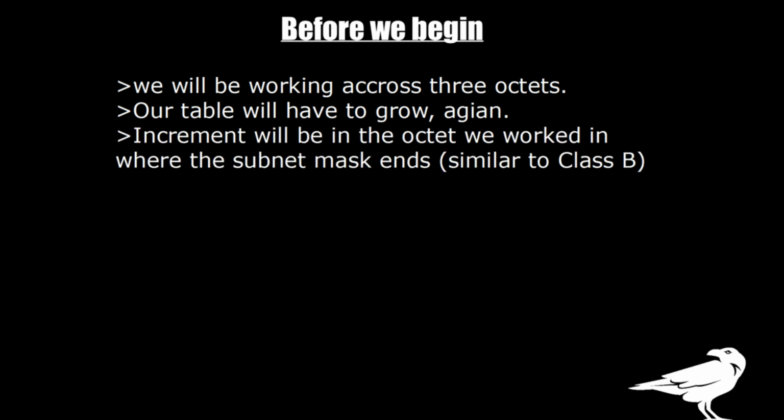And the increment, it will still be in the octet we worked in. So whichever octet the subnet mask ends in, that is where the increment finishes. Similar to Class B, except it might not be in the third octet. We'll see how it goes.